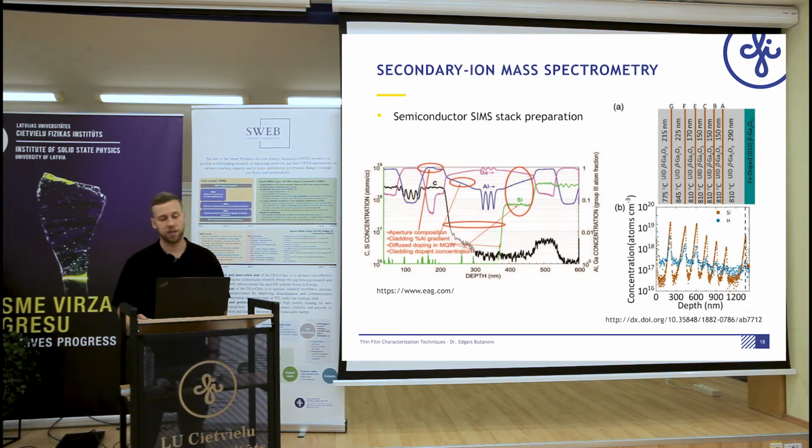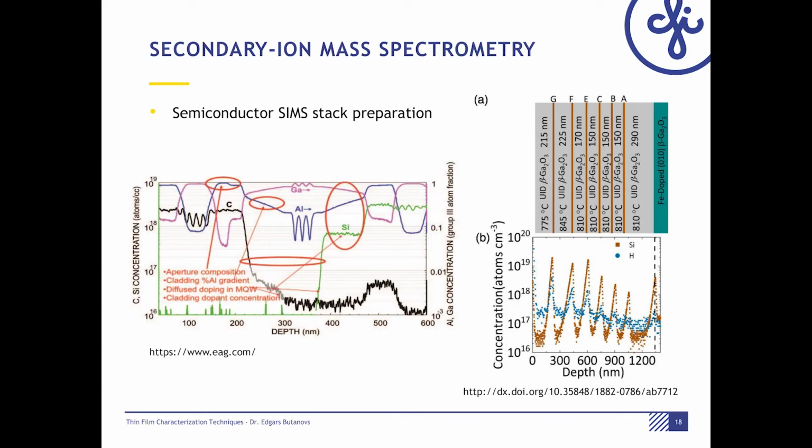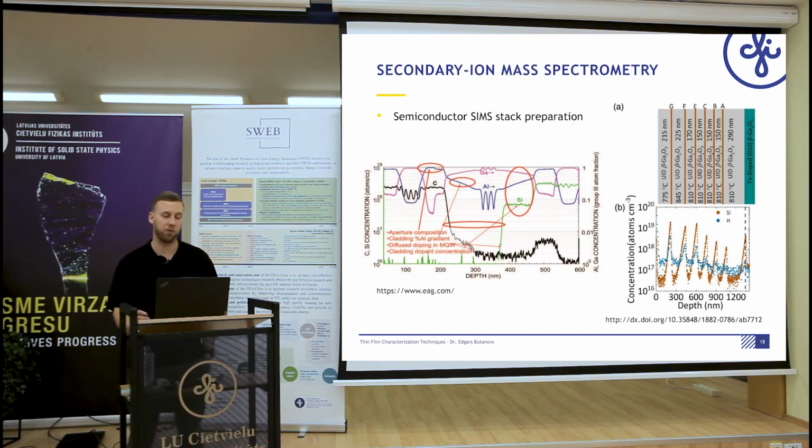In semiconductor SIMS measurements, it's very common to prepare so-called SIMS stacks, where you prepare sequential layers of your film with different doping or alloying. Then when you do the depth profiling, you can see the change in concentration in each layer, and that gives you very valuable information on how to fine-tune your semiconductor growth process.